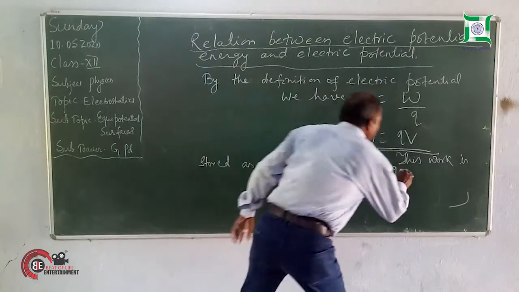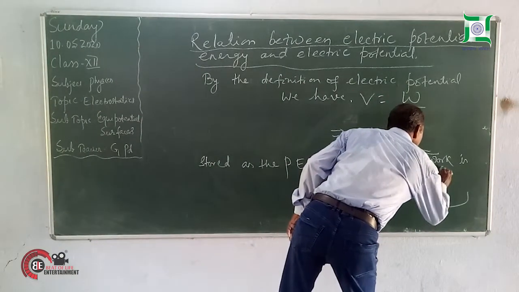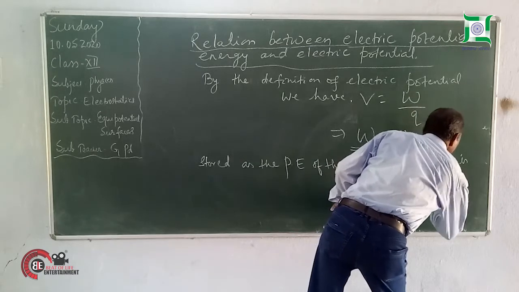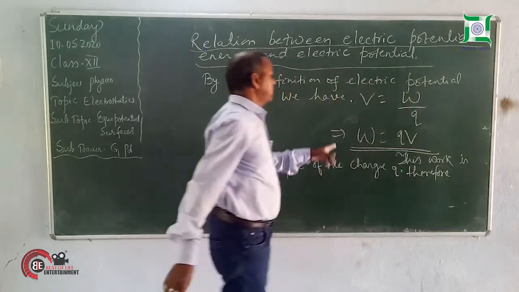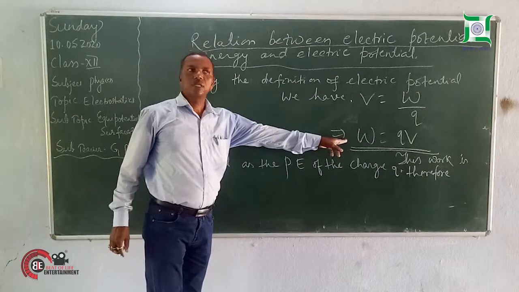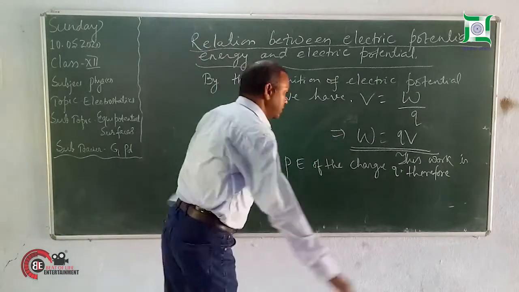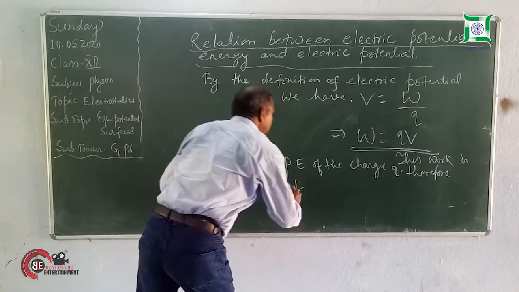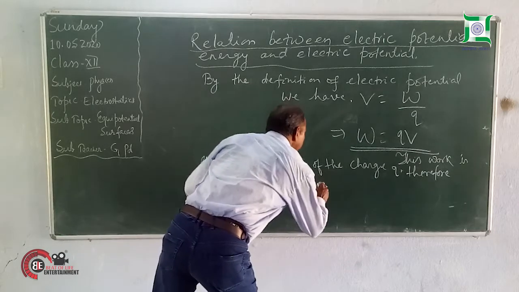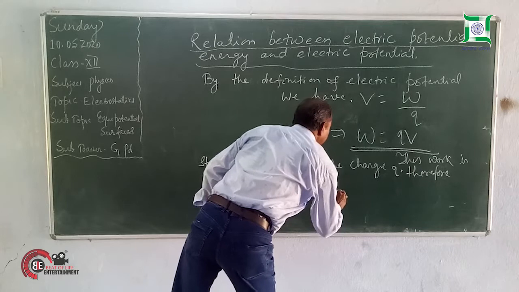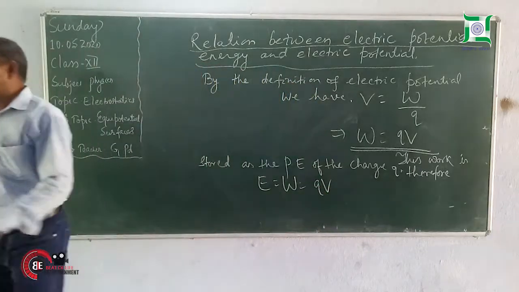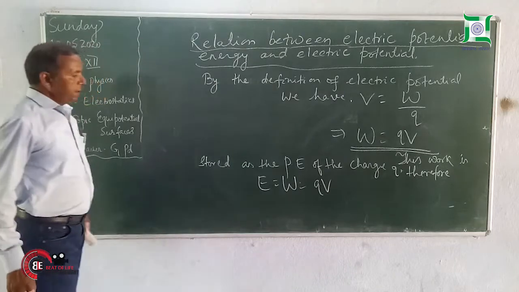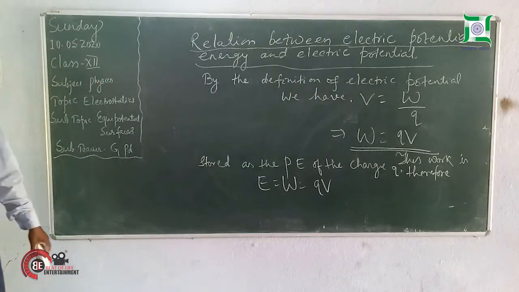Therefore, we can write this work done as electric potential energy. Therefore E will be equal to work done, this will be equal to QV, that is the potential energy of a charge.